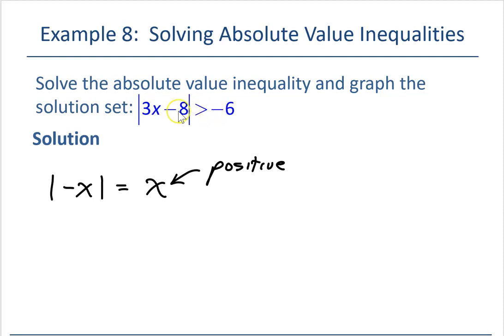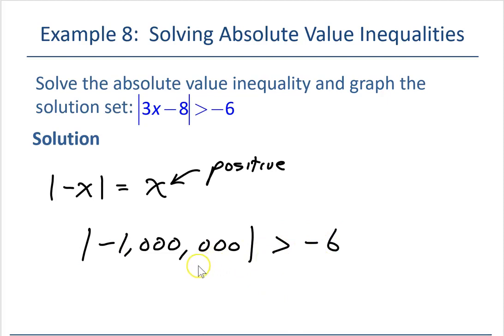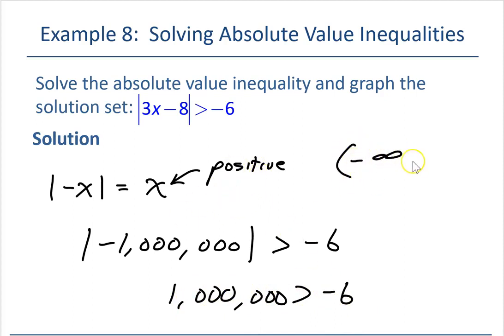No matter what number I decide to put in here, you can test it. Put any number you can think of. Get as large as you want. If I gave you this, negative 1 million is greater than negative 6, you might think, well, no, that's not true. But let's think about what is the absolute value of negative 1 million? Well, it is 1 million, and that's going to be greater than negative 6. So the answer to this one is literally going to be all numbers.